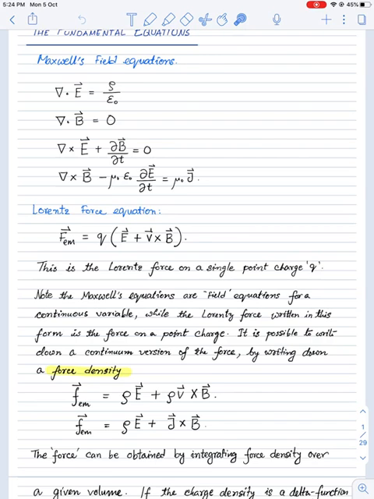I must say one thing here: when we discussed electrostatics, we definitely made such an ansatz where magnetic fields and currents were 0. Those two equations were then automatically satisfied, and the Gauss law and the Faraday's law were the two equations that we solved for electrostatics.